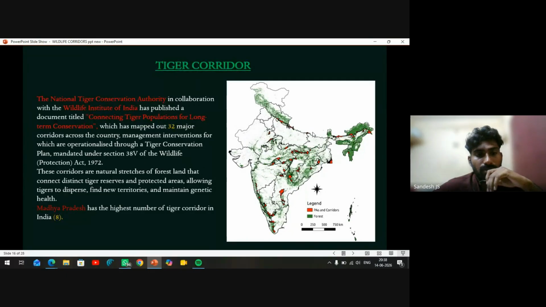Okay. These corridors are natural forest land structures that connect distant tiger reserves and protected areas, allowing tigers to disperse, find new territories and maintain genetic health. Madhya Pradesh has the highest number of tiger corridors in India. This is a map showing the tiger corridors of our country. As you can see, there are 82 corridors in our country.